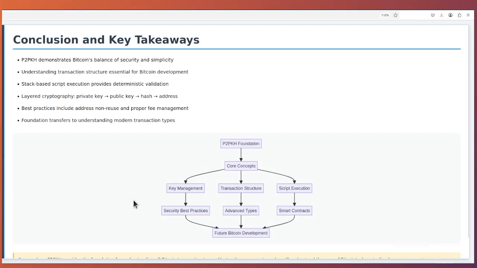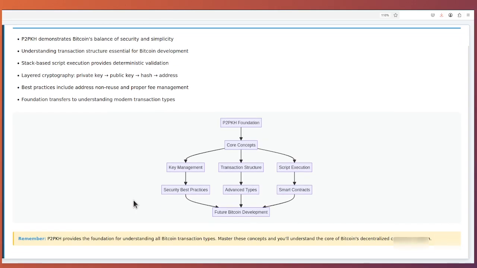Conclusion and key takeaways. We've covered an extensive amount of technical detail about P2PKH transactions, from the cryptographic foundations through the complete transaction lifecycle. Let's summarize the key concepts and their practical implications for working with Bitcoin. P2PKH transactions demonstrate Bitcoin's elegant balance between security and simplicity. By using public key hashes instead of raw public keys, Bitcoin provides an additional security layer that's particularly valuable given the long-term nature of blockchain storage.